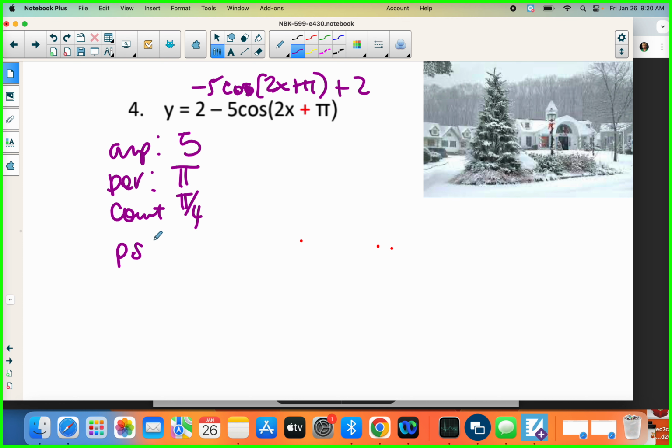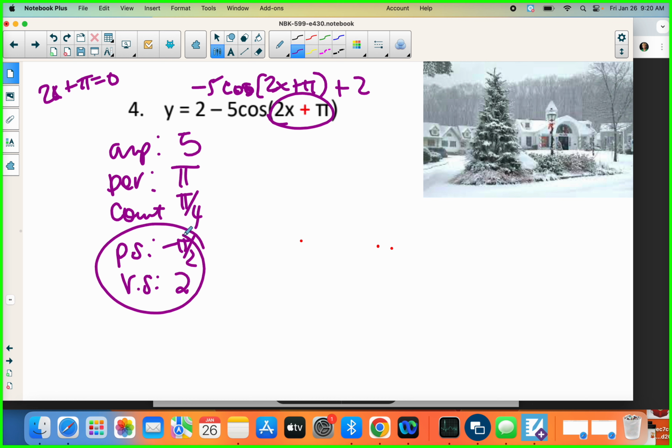Phase shift. Anybody tell me what would happen if I set that equal to 0? What would my phase shift be? Negative pi over 2. And my vertical shift is 2. Start here. And then do what you've been doing. So I'm going to go negative pi over 2. Oh no, I actually picked one that's counting by pi over 4s. But I'll pretend like it's different. Negative pi over 2 up 2.